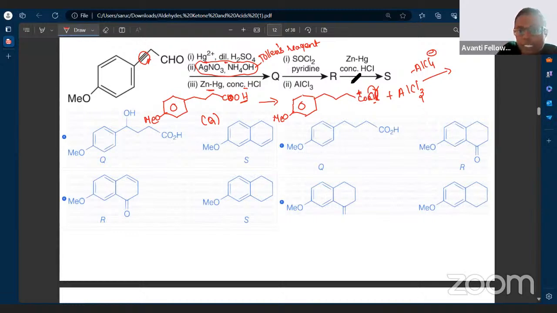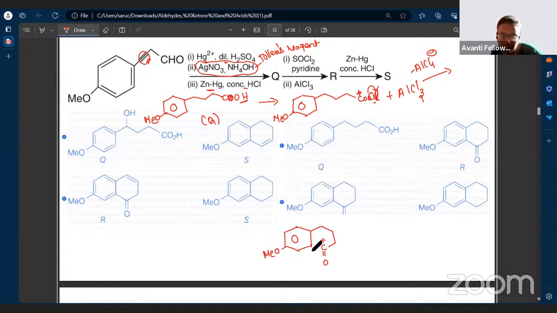Okay, so now I'll just make this as a ring compound. So I can rewrite this as OMe, C double bond O, which has a positive sign. And here you have like hydrogen.